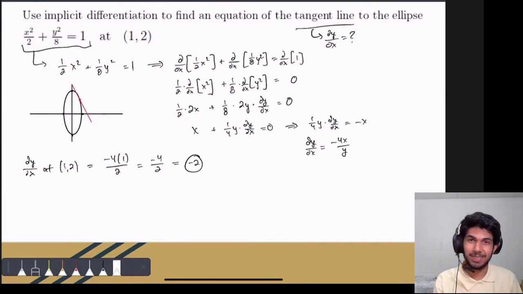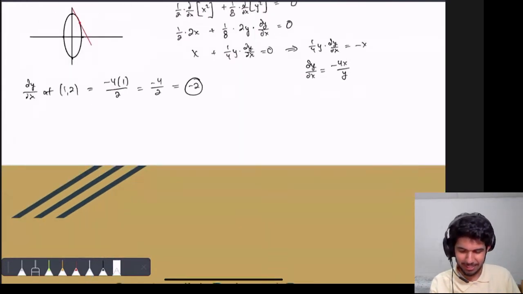I really loved implicit differentiation when I learned it, because you have to be extra careful with the y, and then you have to do a little bit more algebra to solve for dy/dx. I enjoyed that, but everyone has their own preferences.